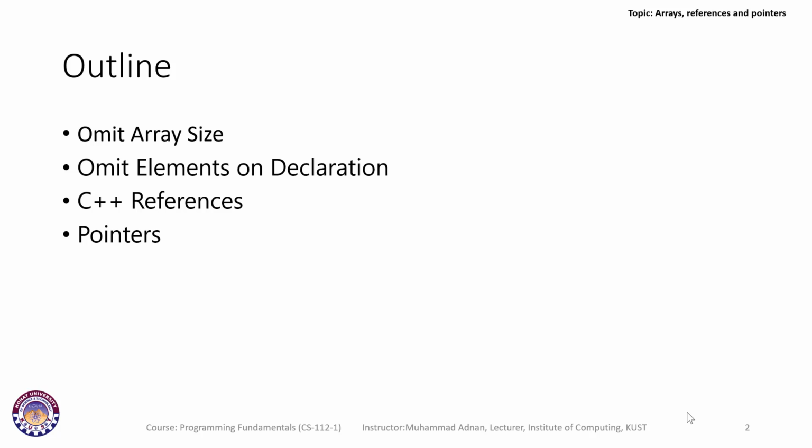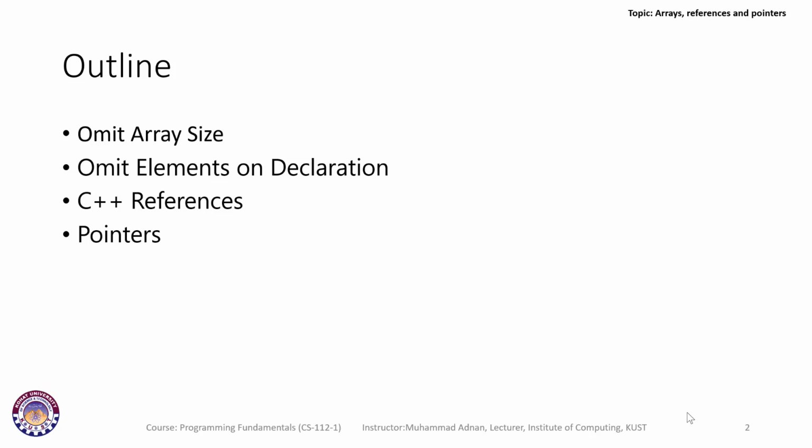Inshallah, today we are going to discuss omitting array size, omitting elements on declaration, C++ references and C++ pointers. We are discussing C++ arrays from the last lecture, and a lot of concepts related to arrays are already discussed. But today we are going to discuss some more topics that are related to arrays. So the first one is: what if we omit the array size?